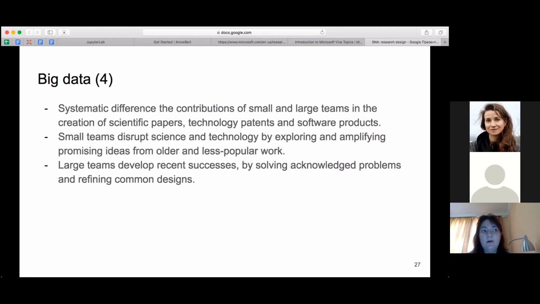And the conclusion of the study is that the contribution of small and large teams in the creation of scientific papers and knowledge is systematically different. Small teams tend to disrupt science, they suggest new ideas, new approaches, while large teams develop recent successes, and already have the direction of research and work in these directions.